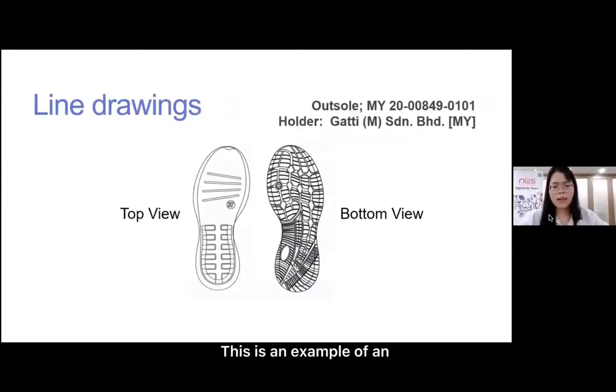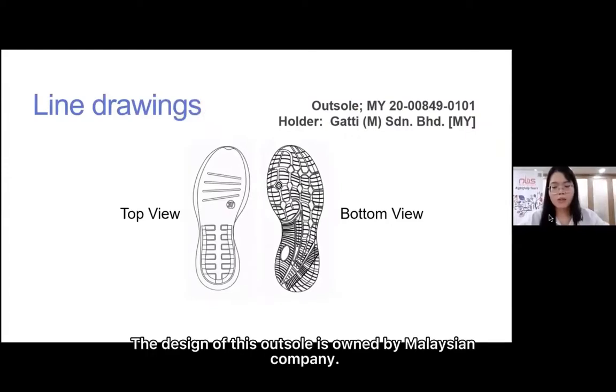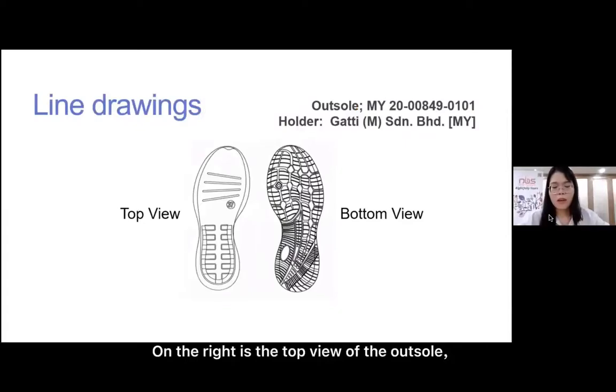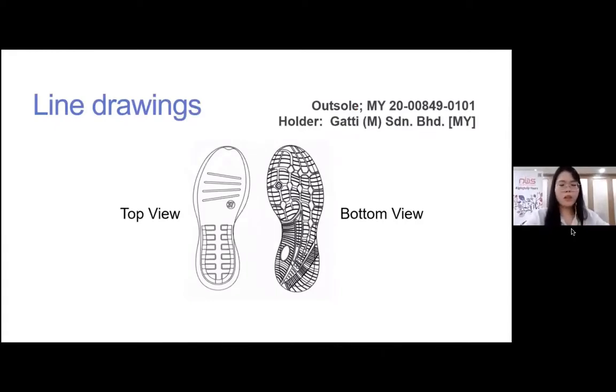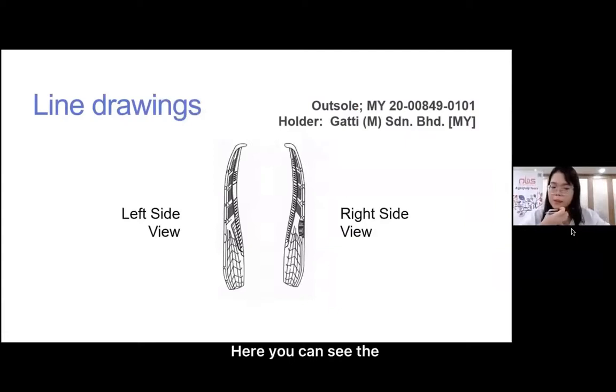So this is an example of an industrial design represented by line drawings. The design of this outsole is owned by a Malaysian company. On the right is the top view of the outsole. On the left is the bottom view of the outsole. So here you can see the left side view of the outsole as well as the right side view of the outsole. Okay.